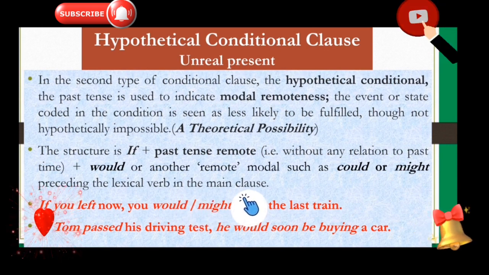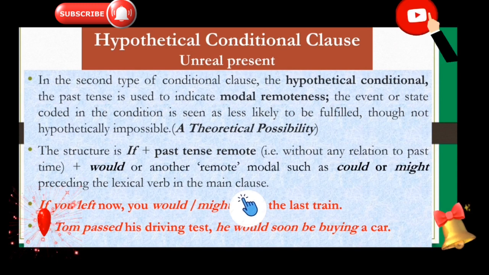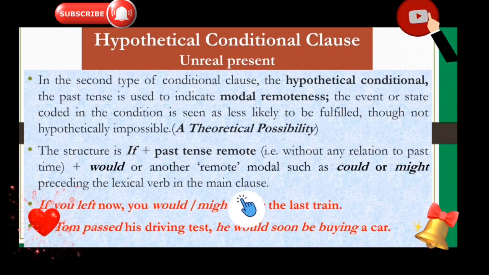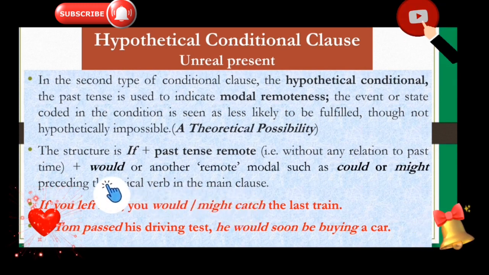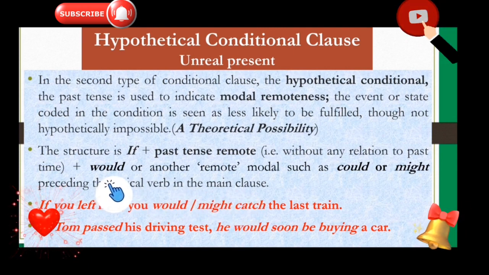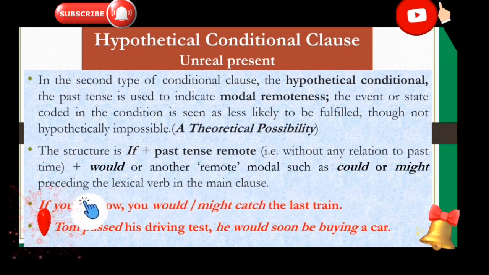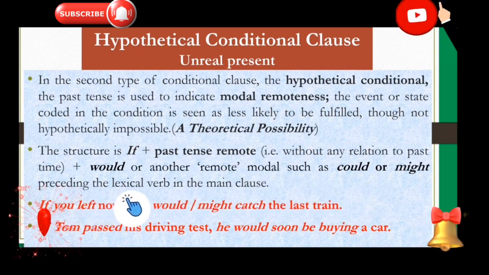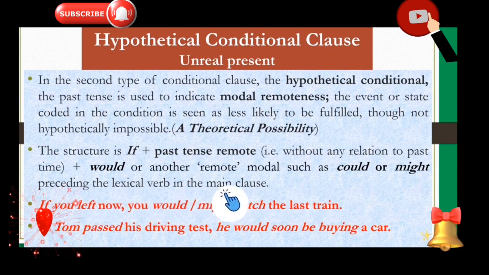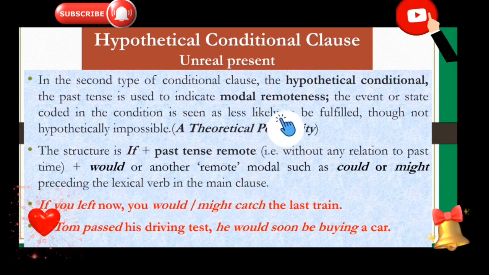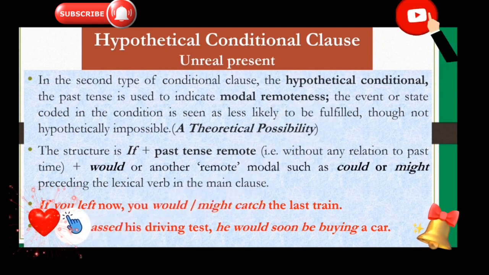So in the if clause we have if plus past tense, but this past tense does not refer to past time. It gives the meaning of present time or present tense. And in the result clause we use would or other modal auxiliary verbs such as could or might, and after these modal verbs we use the base form of the verb in the main clause, which is also called the result clause. So here we have examples.